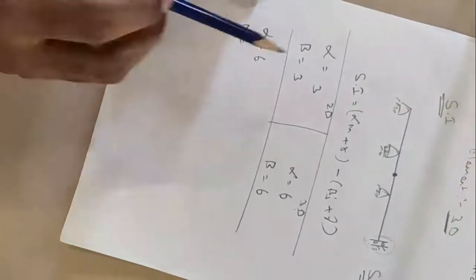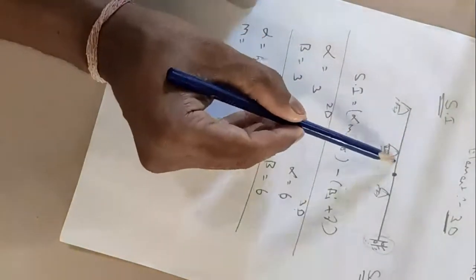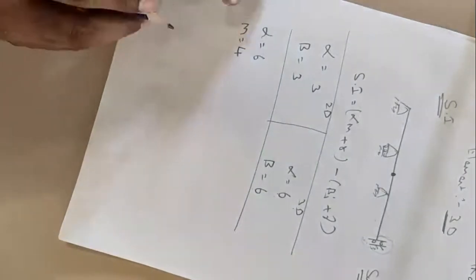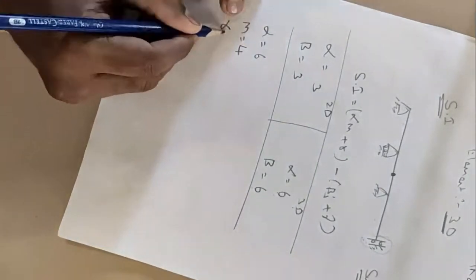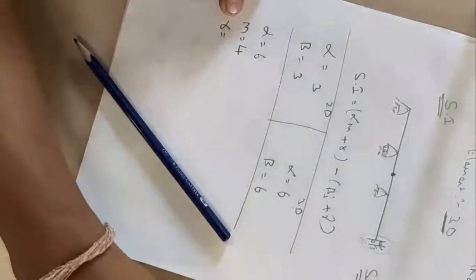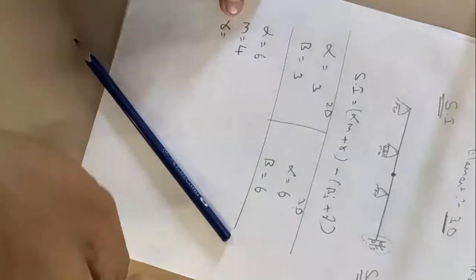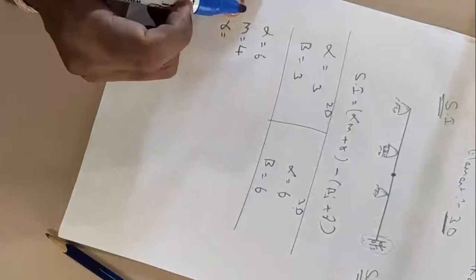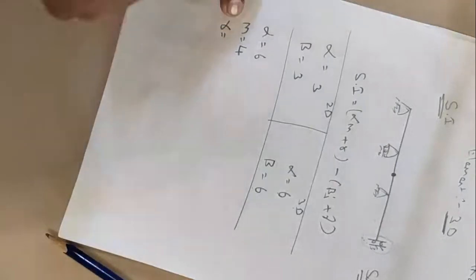Now m is nothing but the number of members. How many members do we have? We have 1, 2, 3, and 4. So the total number of members we have is 4. Now let us calculate r. R is nothing but the reaction. Here you will get a doubt, because most of the students commit a mistake over here. How many total reactions will be developed?